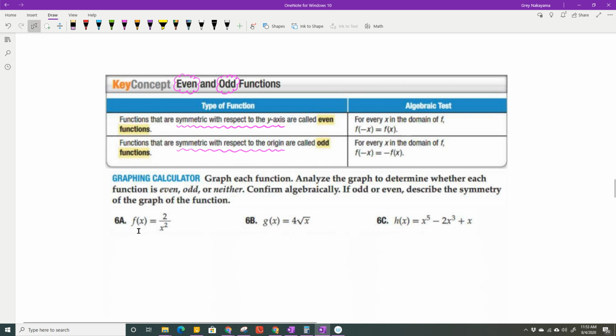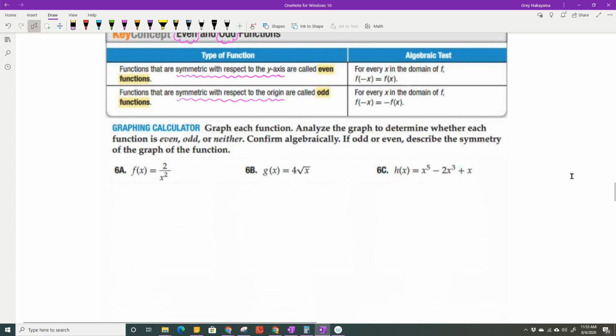So we're given three equations, and we're going to graph the function, because we just talked about it. It's so much easier to determine the symmetry by looking at the graph. Look at the graph, determine whether it's even, odd, or neither, and then confirm it algebraically. The algebraic confirmation is a little bit different, but we're going to talk about that. So we're going to do some examples so you'll see it.